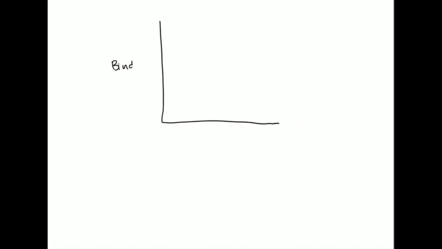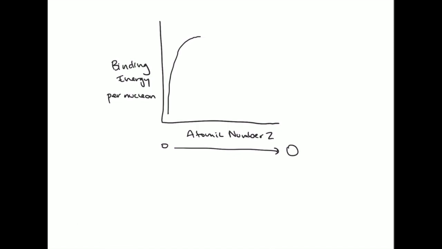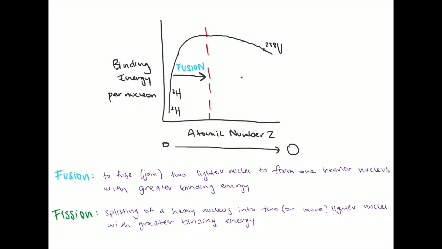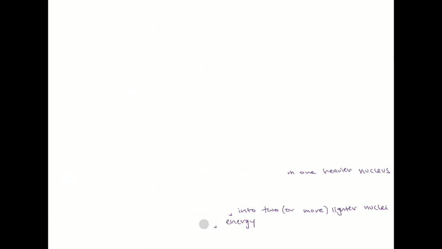Let's look at this graph of binding energy per nucleon versus mass number, where as we go along the x-axis, elements become heavier. The process of fusion is to fuse or join two lighter nuclei to form one heavier nucleus with a greater binding energy, while fission is the splitting of a heavy nucleus into two or more lighter nuclei with greater binding energy.